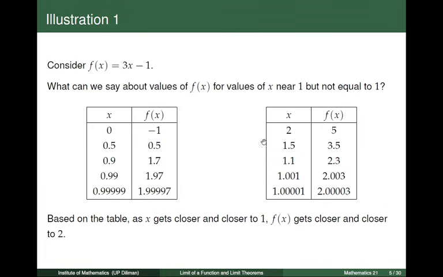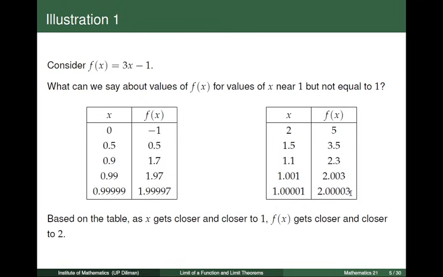Likewise, let us consider x values near 1 but greater than 1. So, some x values listed here are 2, 1.5, 1.1, 1.001, 1.0001. And the functional values are 5, 3.5, 2.3, 2.003, 2.0003.